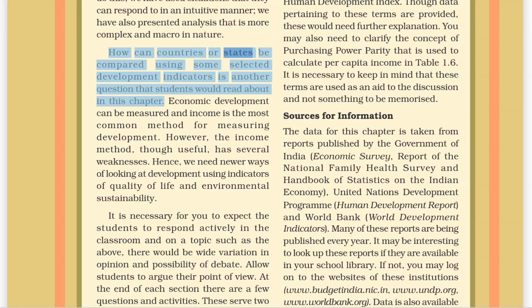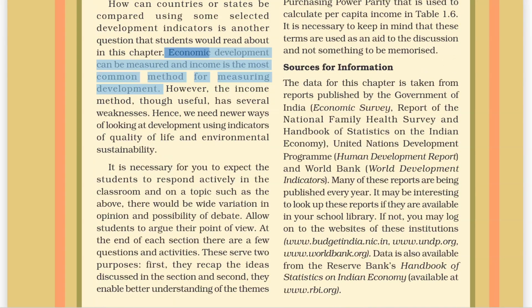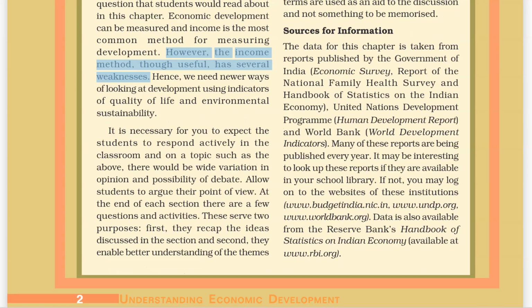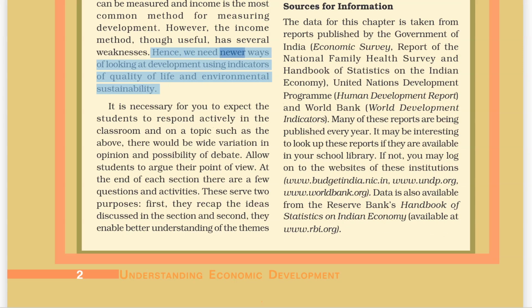How can countries or states be compared using some selected development indicators is another question that students would read about in this chapter. Economic development can be measured, and income is the most common method for measuring development. However, the income method, though useful, has several weaknesses. Hence, we need newer ways of looking at development using indicators of quality of life and environmental sustainability.